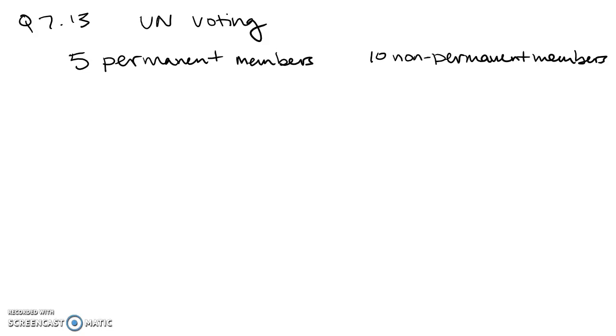All right, I wanted to give you guys some pushes in the right direction with this question 713. So it's our UN voting question. They talk about how there are 15 total countries, 5 permanent members who are voters, and then 10 non-permanent members, so different positions that get filled by various countries. So 15 total voters.